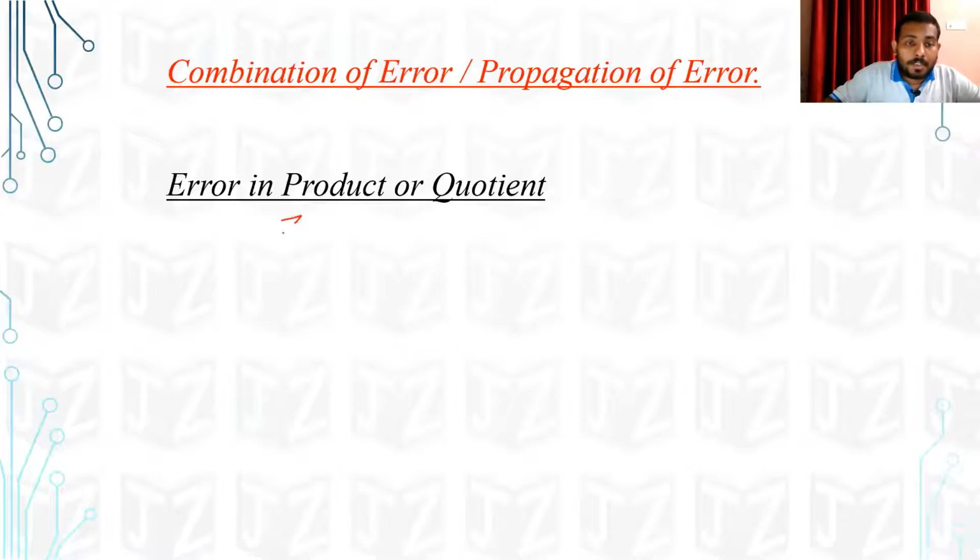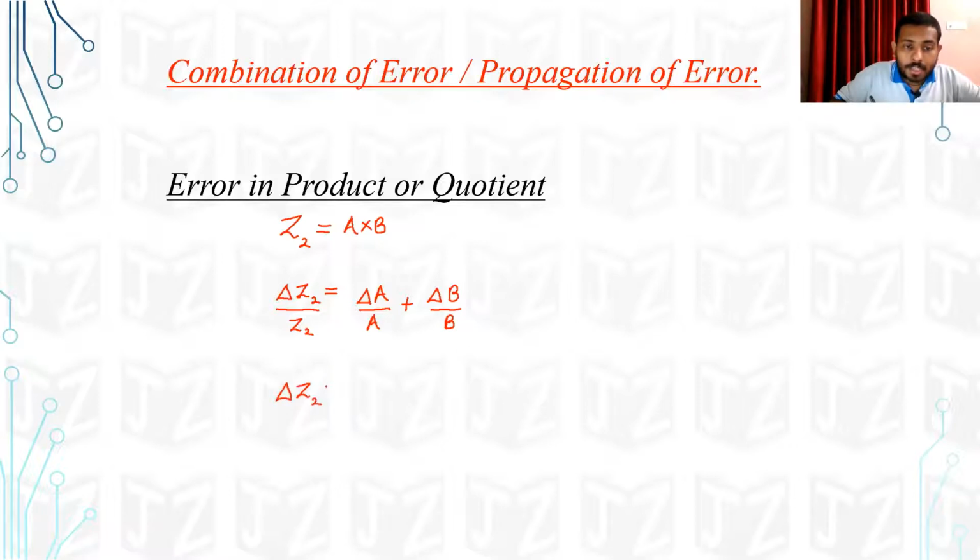So let us now look at how the errors propagate in product and quotient, or in multiplication and division. There is a physical quantity called Z2 and it is equal to A into B. We know that the measured value of A is A plus or minus delta A and the measured value of B is B plus or minus delta B. Therefore, the relative error in Z2, that is delta Z2 divided by Z2, is equal to delta A by A plus delta B by B. And the error in Z2 can be obtained as delta Z2 equal to Z2 multiplied by the relative error in A plus the relative error of B.